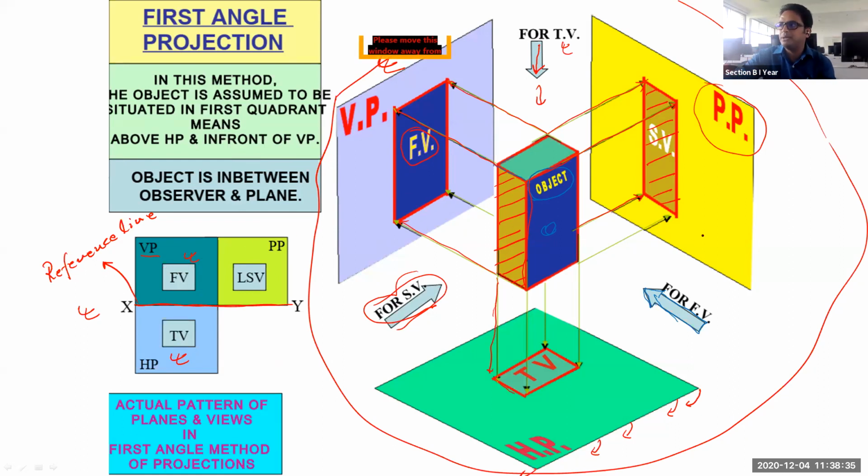Now, come to this PP, the profile plane. This we are moving in this direction, so it will be coming to your right hand side. The point to be noted here, all of you pay attention. The observer is looking from which side? This is your object, and the observer is on this side. This is the left hand side. Point to be noted: this is the left hand side view of the object.